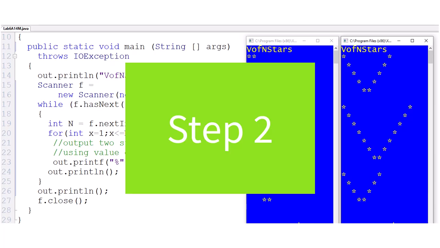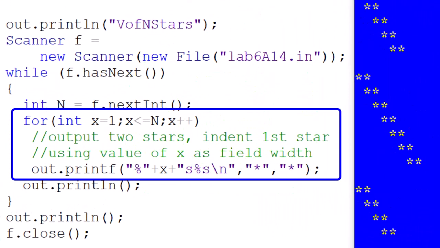The second step is to indent the left diagonal, and we use the indenting technique learned in Lab 12. Nothing really new here. We insert the value x into the format string so that an increasing field width is used to push over the first star in the output, the second star right behind it.